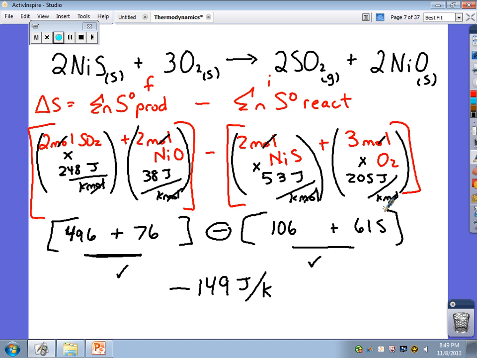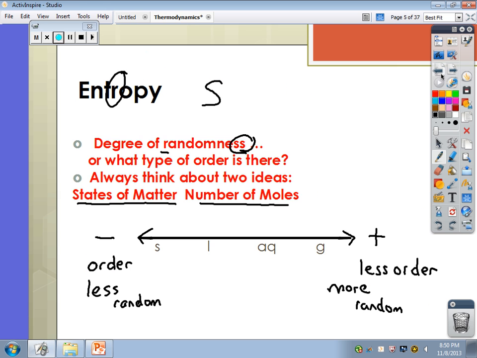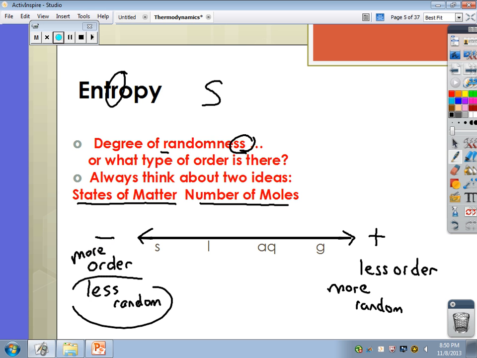Okay? And if you look at that, what's my actual sign? If it's negative, that means it's going down in value for entropy because it's going this way on my number line, isn't it? So it's becoming more ordered or less random. Right? Remember that line back there? Okay? If I'm becoming less random or more ordered, it's a negative value. So that's what I found by doing my math.